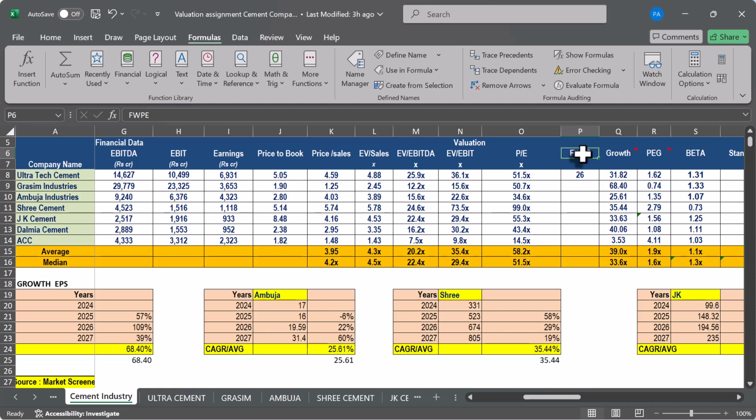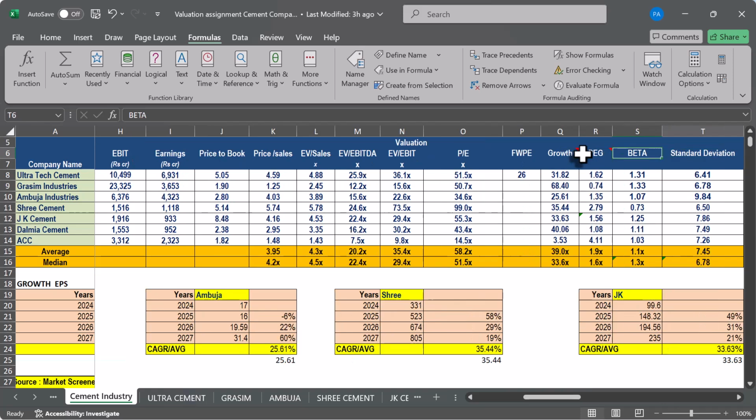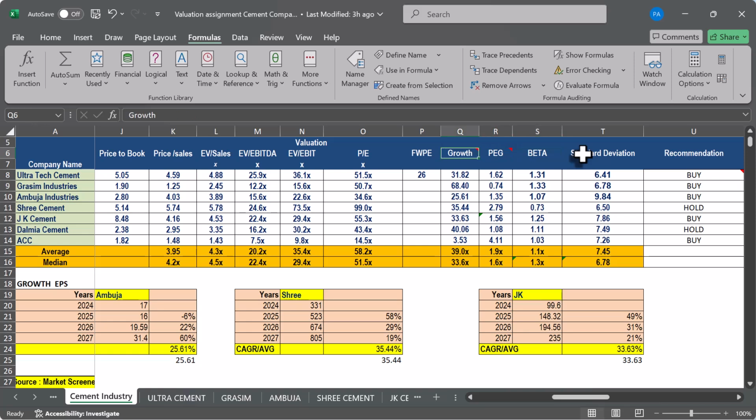Okay, fine. So that's another thing you can add: forward PE ratio, 2 year forward PE ratio, and then you can compare. Then the last thing would be to calculate the beta. Now, do you know what beta is? Of course, I'll explain what beta is later on.